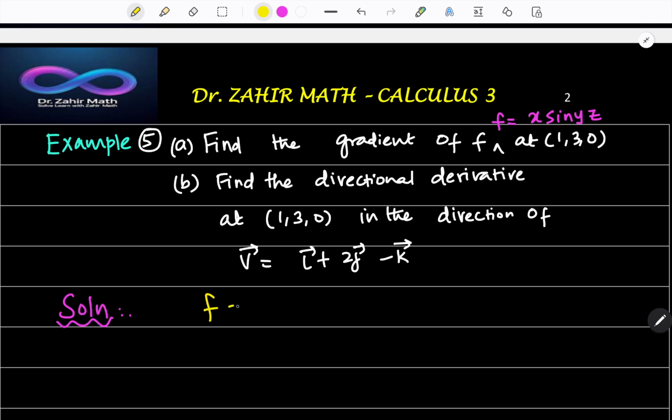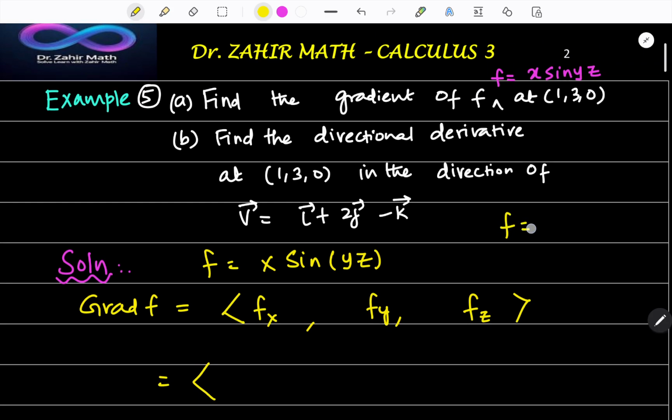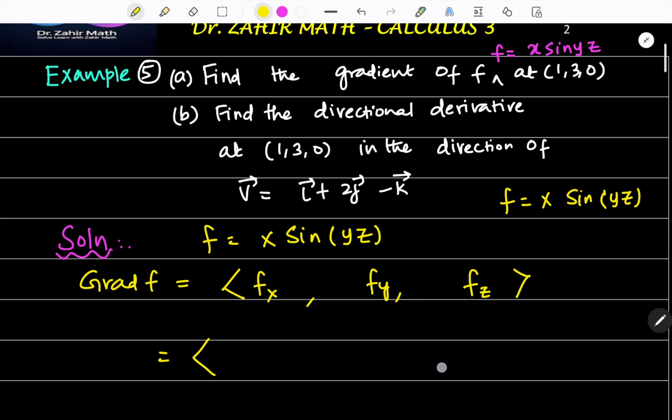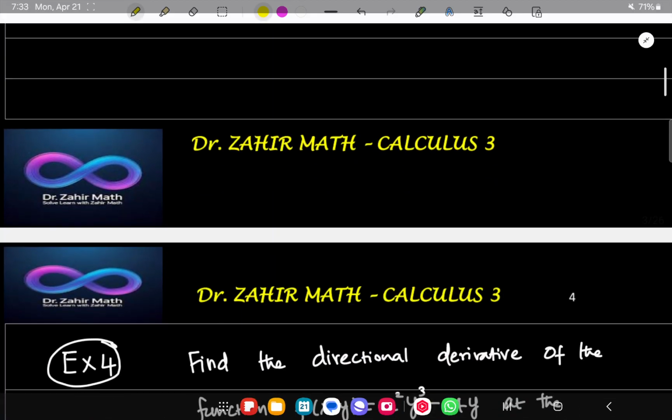The function f is equal to x sine yz, where yz is an angle. The first thing we do is grad f. What's the formula for grad f? The vector of fx, the partial derivative with respect to x, fy, the partial derivative with respect to y, and fz, the partial derivative with respect to z. So what's your function? F is equal to x sine yz. Before going to this, let me explain a few things about the derivative, then I will come back to this question.